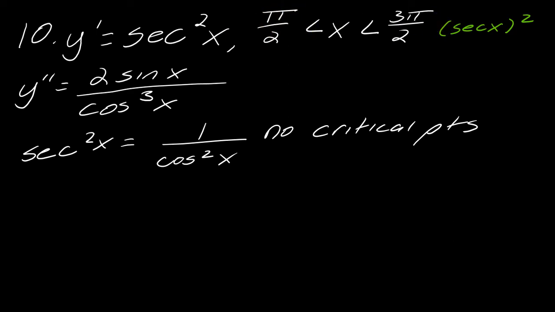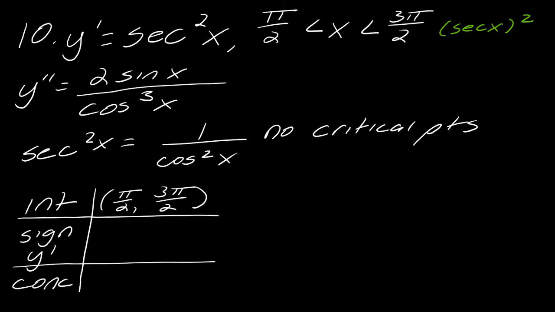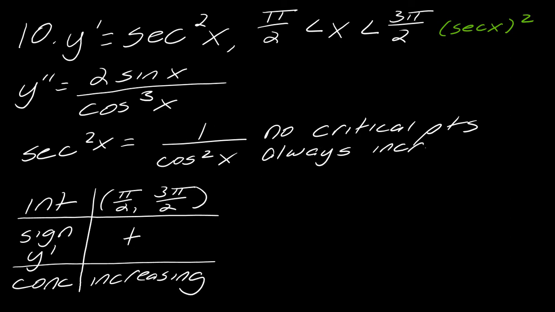So now let's just figure out increasing, decreasing. So I'll set up my table. So if I choose any value in this domain, since I'm always squaring that value, this will always be positive. So this function is just always increasing, okay? So I'm just going to note that here. Always increasing.